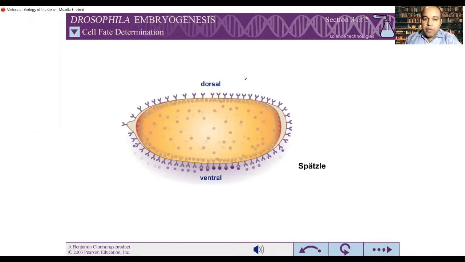So the binding of the spazal protein will take place in a much higher concentration on the ventral side. It will take place in a much lower concentration on the dorsal side. So this is the distribution of the protein that is commonly referred to as the spazal protein.